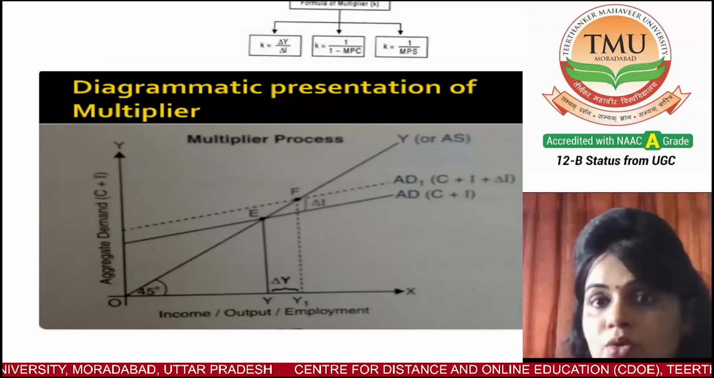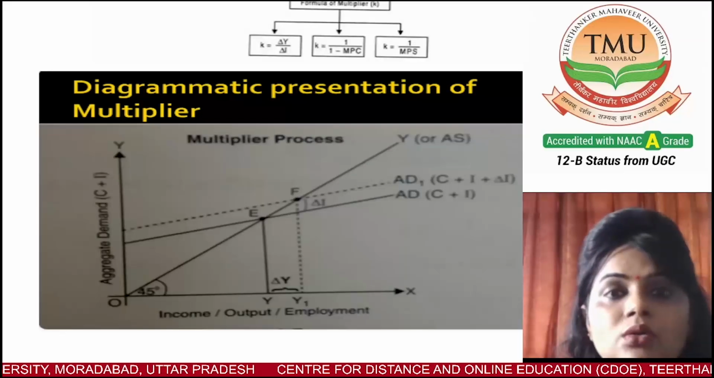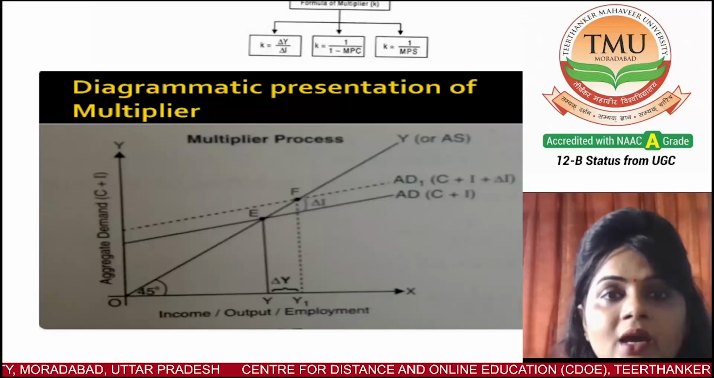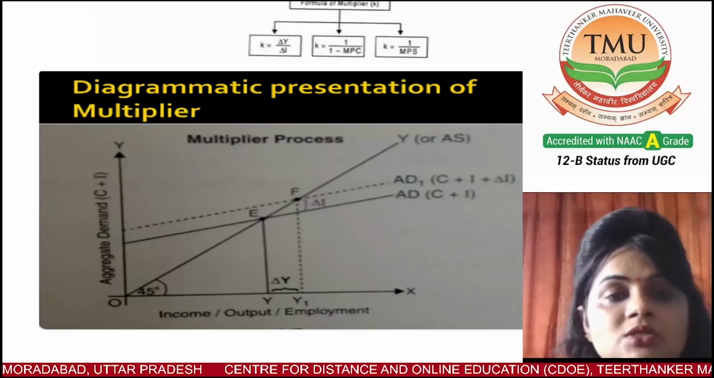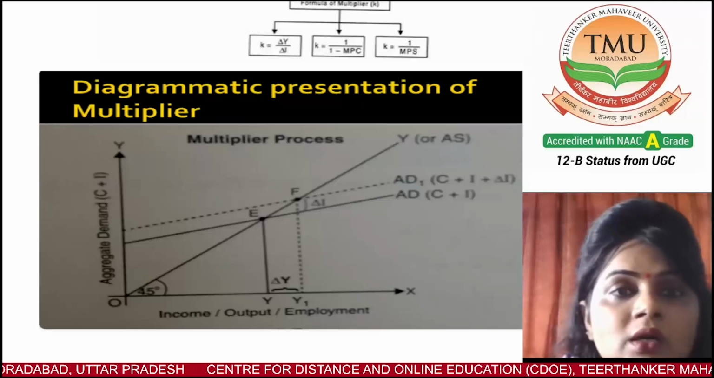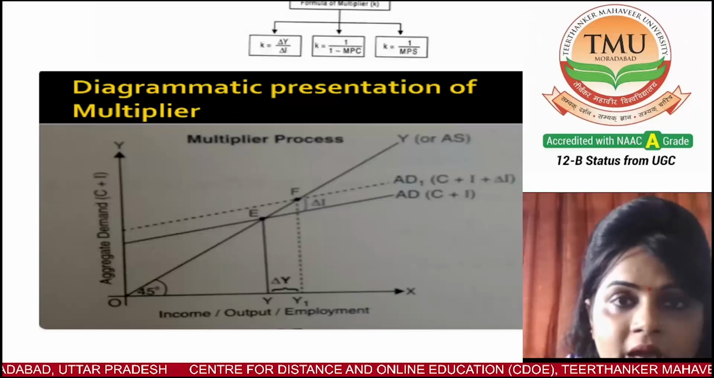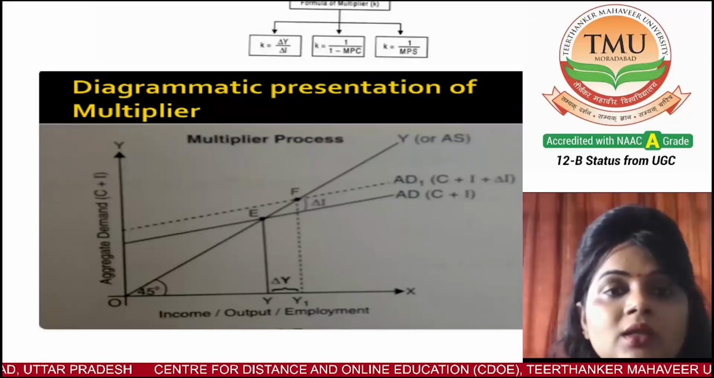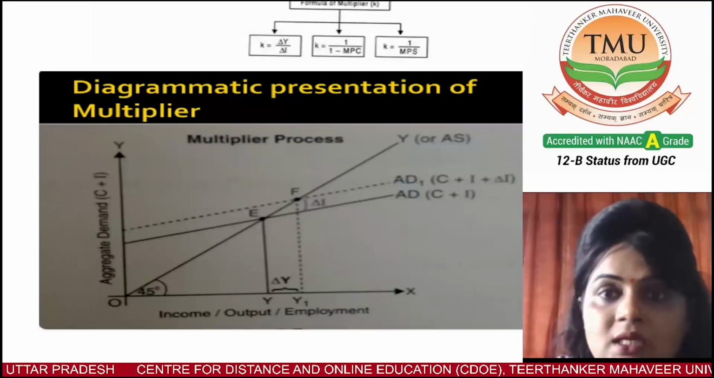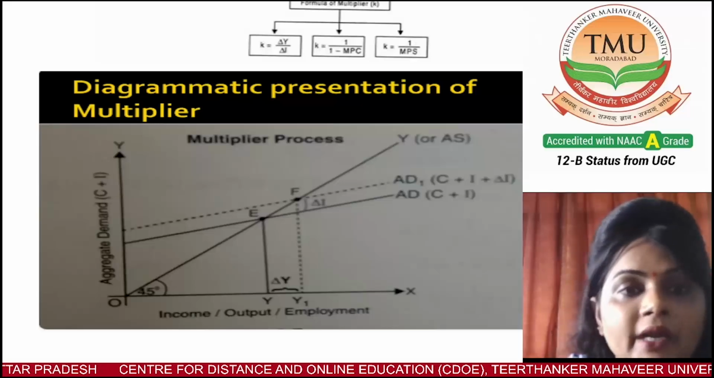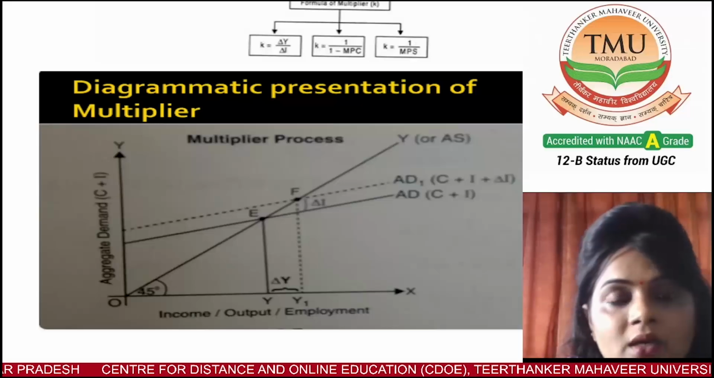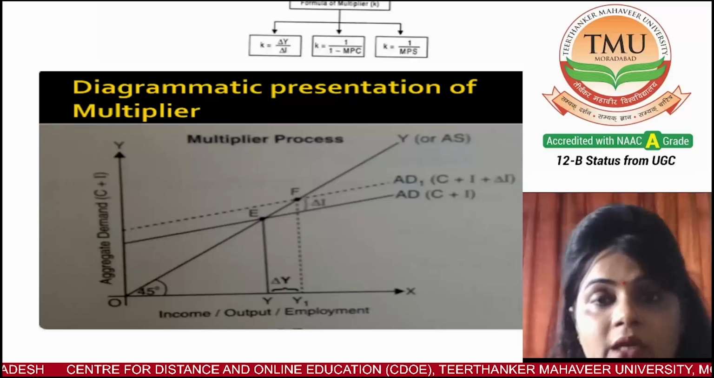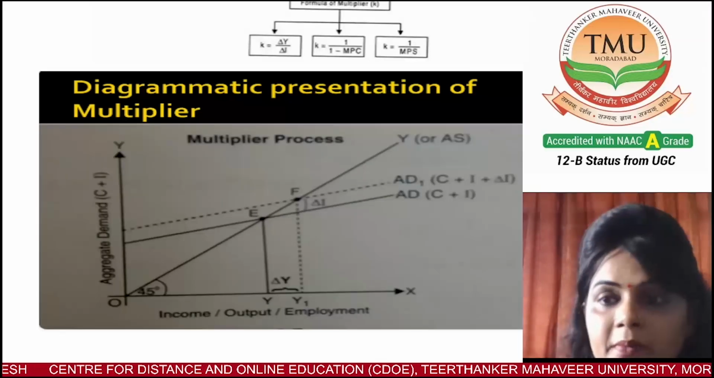The graph clearly shows that the income growth YY1, or delta Y, is more than the investment growth delta I. Thus, the value of the multiplier is proved: the multiplier K is equal to delta Y upon delta I. So the income is increased more than the investment.